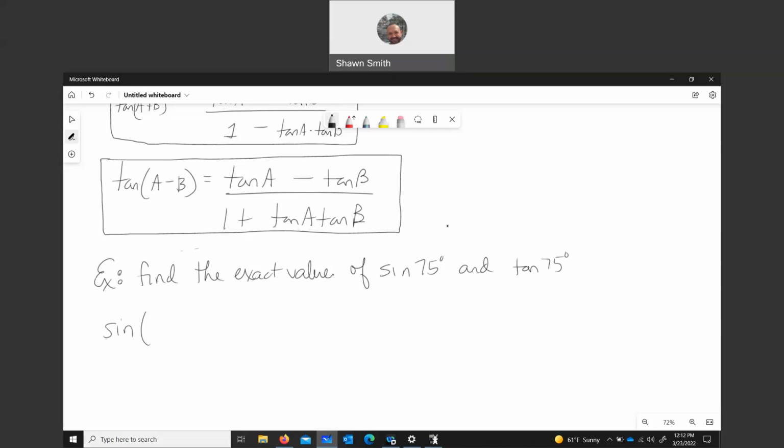sine of 75, we know we could rewrite again as 45 degrees plus 30 degrees. Now I can say 30 degrees plus 45 degrees. It doesn't matter, right? It's the same thing. All right, sines on the outside. So sine of 45, cosine of 30. Same sign. So this is going to be a cosine of 45 now and a sine of 30.